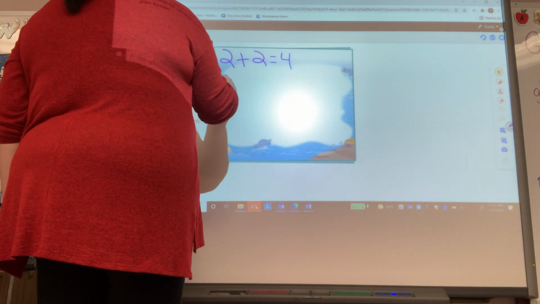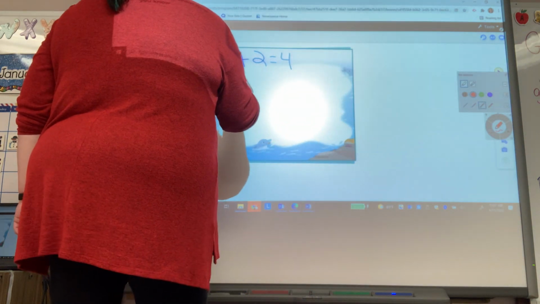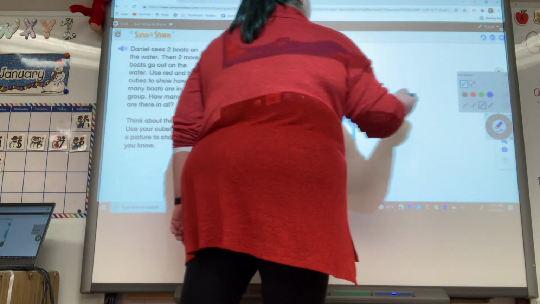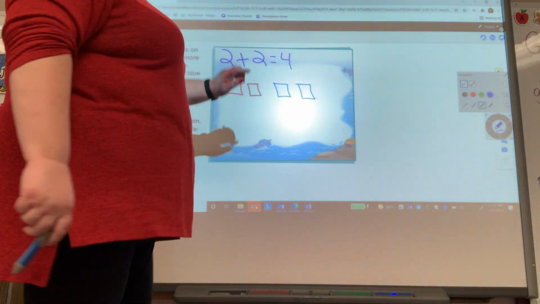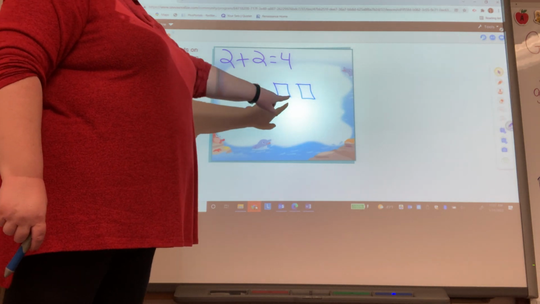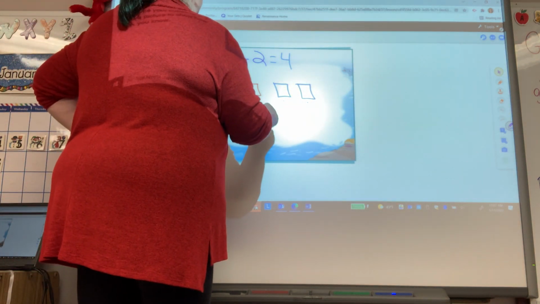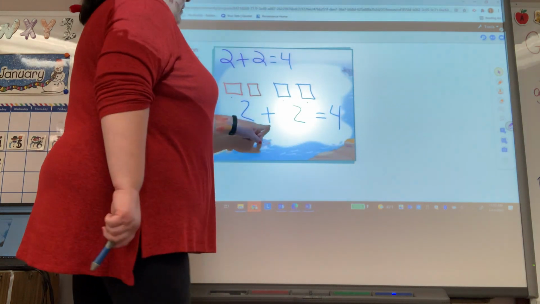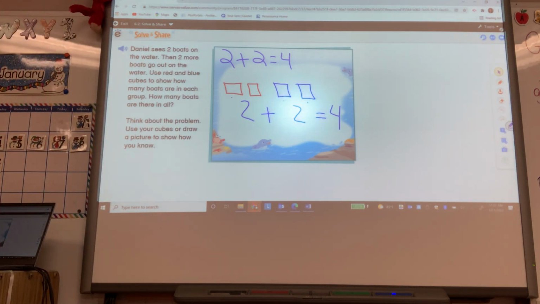So I'm going to draw my 2 red cubes and then my 2 blue cubes. And when we count them all together, we have 1, 2, 3, 4. So this is the same as saying 2 plus 2 equals 4. Remember we talked about the plus sign yesterday? And we already know what the equal sign is.